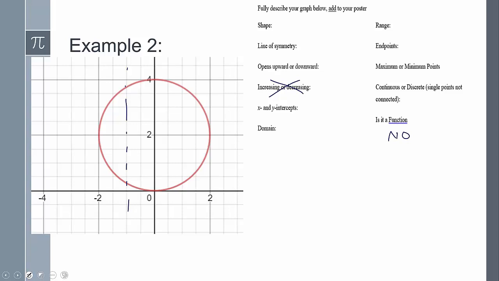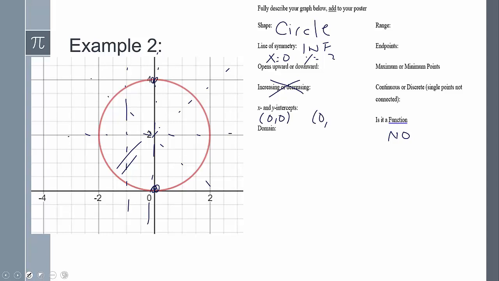The shape, it's a circle. Line of symmetry, well, there's technically an infinite number of these lines of symmetry, right? Because all I have to do is just draw lines that go through the center. So there's an infinite number of them, but an example could be x equals 0 or y equals 2. X and y intercepts, there is an x-intercept here, which is (0, 0). And then I have a y-intercept here at (0, 0) and here at (0, 4).